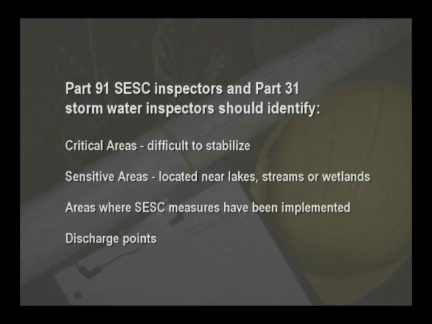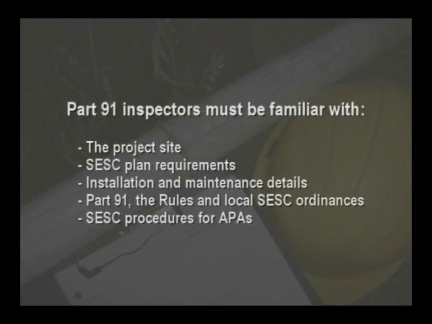Identify key areas of the project, such as critical areas, which are areas that are difficult to stabilize, sensitive areas, which are areas located near lakes, streams, or wetlands, areas where SCSC measures have been implemented, and discharge points. An inspector for an APA may be both the SCSC inspector and the stormwater operator. For SCSC inspections, the person conducting the inspections on behalf of the Part 91 agency must complete the SCSC training required regardless if a project is permitted by a CEA or MEA or undertaken by an APA.